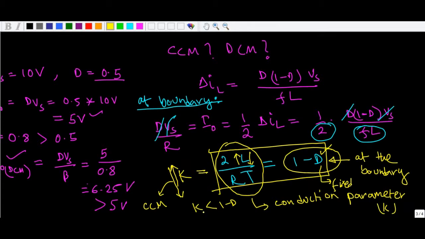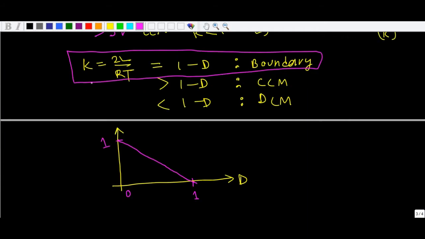Let me explain this in more detail in the next slide. See, we have K equals 2L by RT equals 1 minus D. Then the circuit is at the boundary of CCM and DCM, and if K is more than 1 minus D, then the circuit is under CCM, and if K is less than 1 minus D, then the circuit is under DCM. Let's see this with this plot.